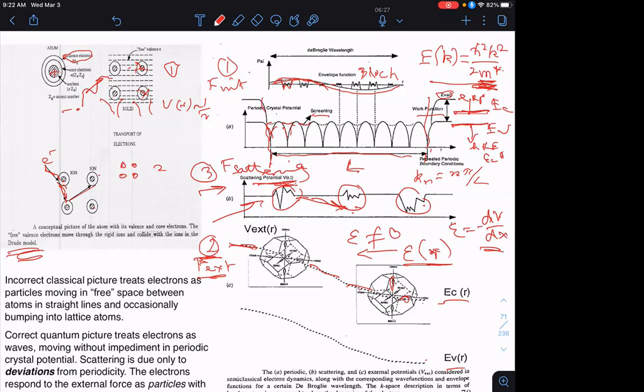Excellent, okay? So we saw earlier on that if I look at electrons at this position, say R naught, okay? What is the kinetic energy of that electron?